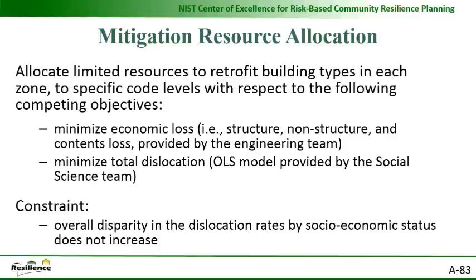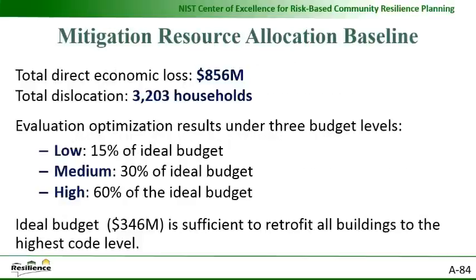And we have two objectives. One is to minimize the economic losses to the structural and non-structural components and contents. And the second is to minimize the total dislocation of the population. And these are competing objectives. They can't both be satisfied at the same time. And the constraint is that whatever mitigation strategy we select, it not have an undue impact on vulnerable populations within the community. And so this is a very simple example of a decision support analysis.